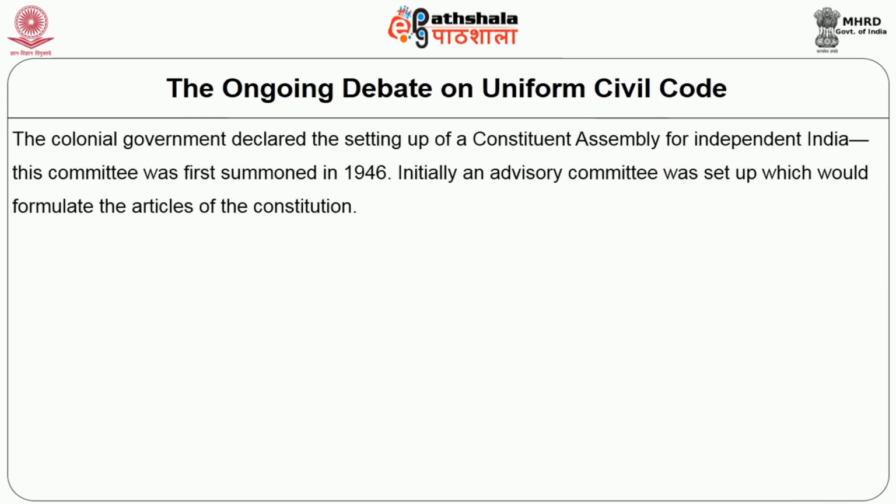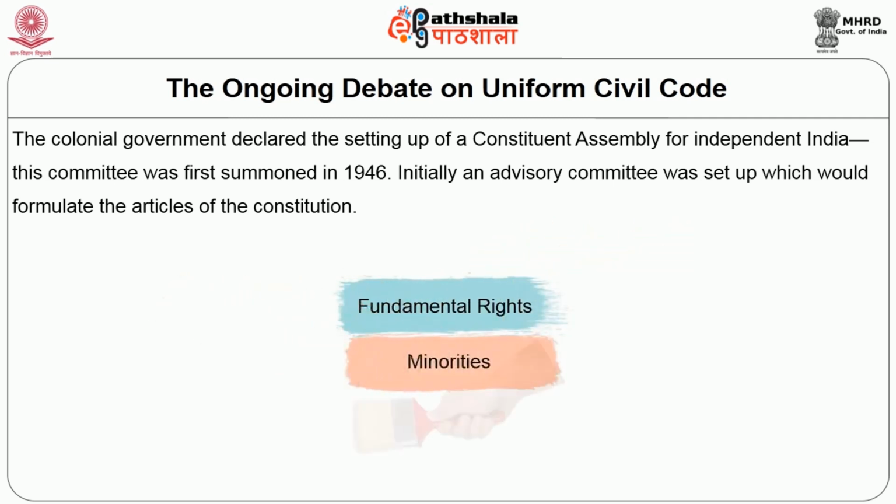The colonial government declared the setting up of a Constituent Assembly for independent India, and this committee was first summoned in 1946. Initially, an advisory committee was set up which would formulate the articles of the Constitution. This advisory committee was further divided into 3 subcommittees: 1 on fundamental rights, 2 on minorities and 3rd on tribal and excluded areas.